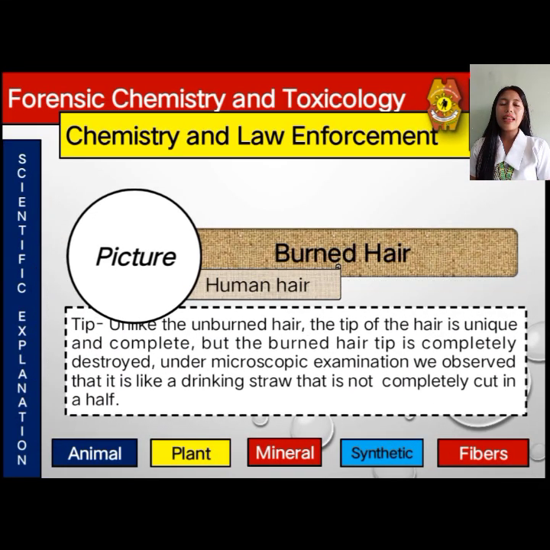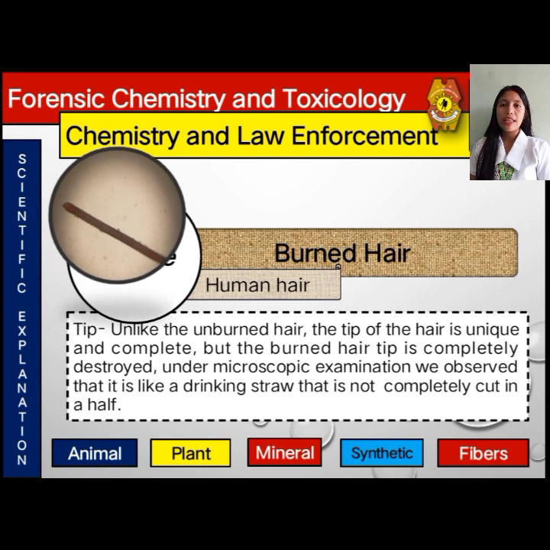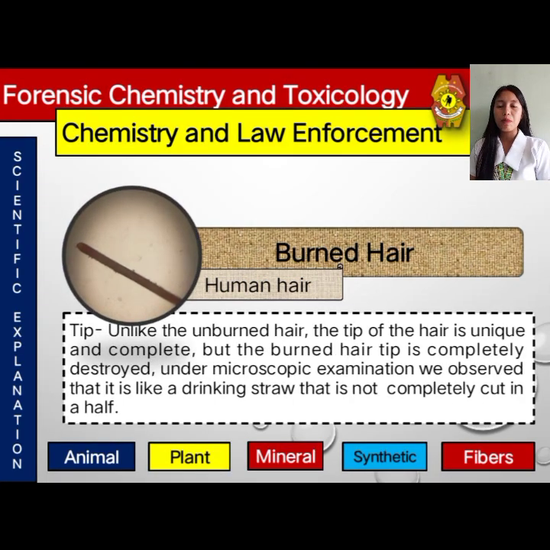Tip. Unlike the unburned hair, whose tip is unique and complete, the burned hair tip is completely destroyed. Under the microscopic examination, we observe that it is like a drinking straw that is not completely cut in half.